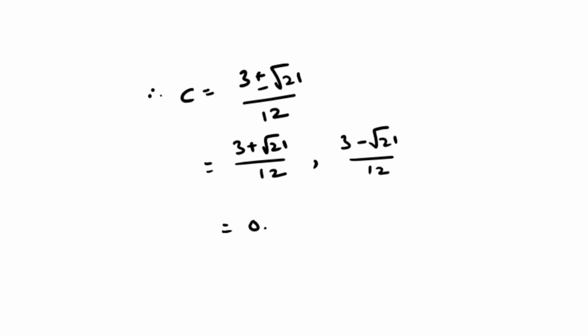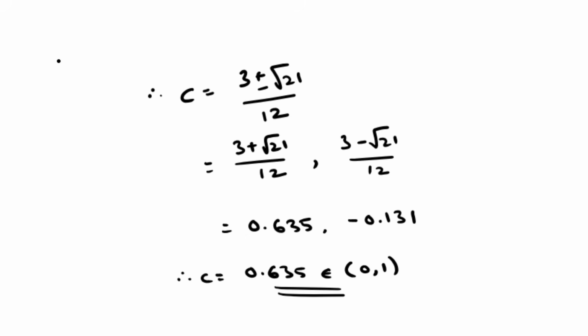The values are 0.635 and the other value is minus 0.131. Therefore, c is equal to 0.635, which lies in (0, 1). Therefore, Rolle's theorem is verified.